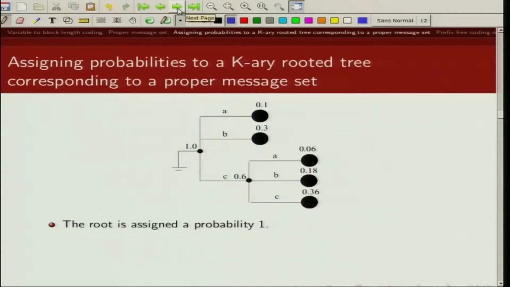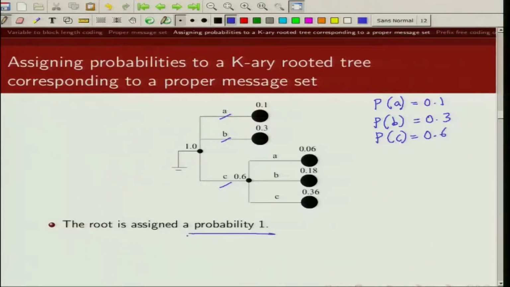So let us take an example again of a source which emits ternary sequences A, B and C, and let us say the probability of occurrence of A is 0.1, the probability of occurrence of B is 0.3, the probability of occurrence of C is 0.6. So first thing, the root is assigned a probability of 1. In this case, this is my root, so this has probability 1.